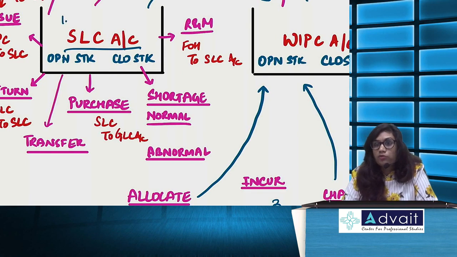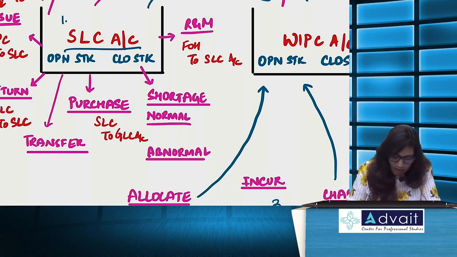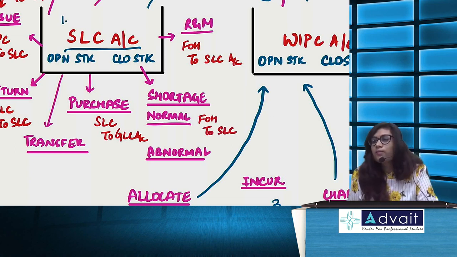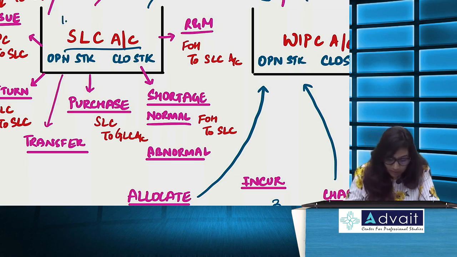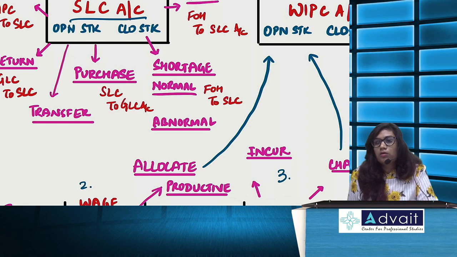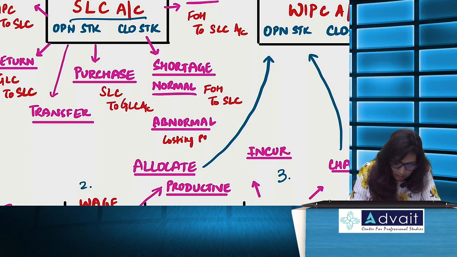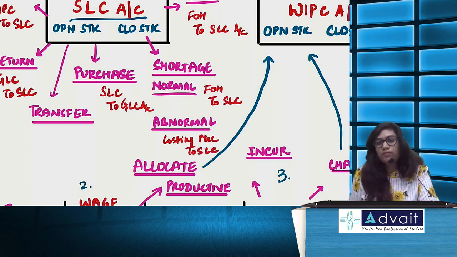Now suppose there's a shortage of material. Material is short. Shortage was treated, no? Yesterday only we had treated it. How do you treat it? By treating it as factory overheads. So if there is normal shortage, what happens to that material? Factory overheads to SLC. Correct? But if the shortage is abnormal, then how is it treated? Costing P&L to SLC.